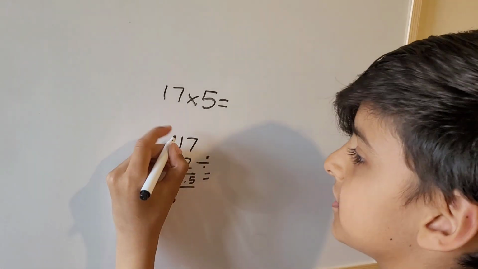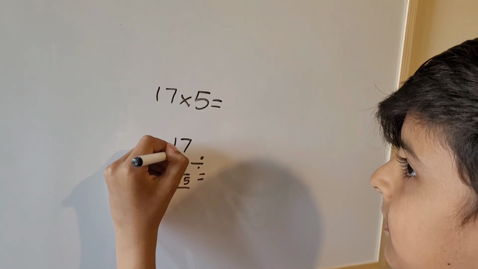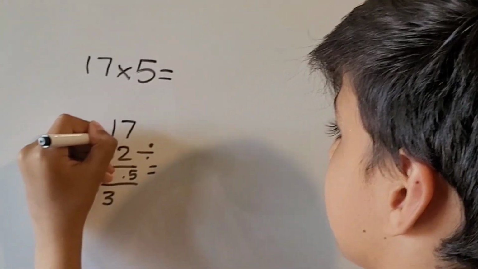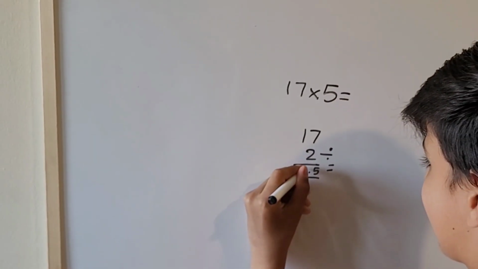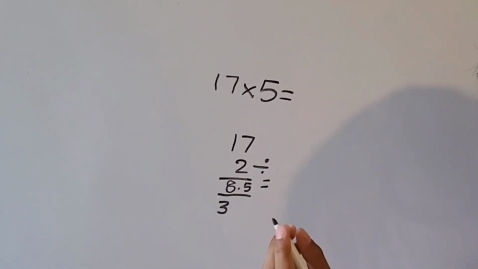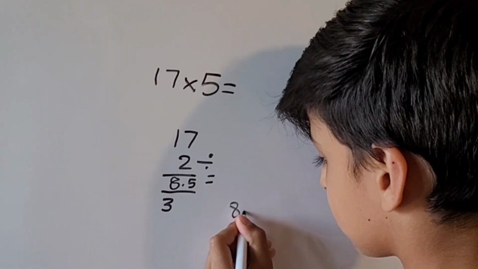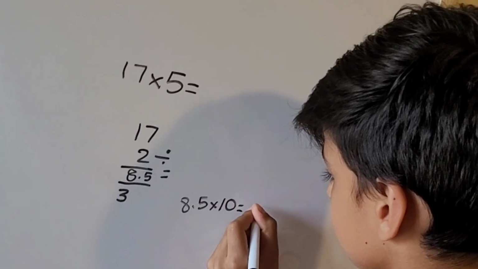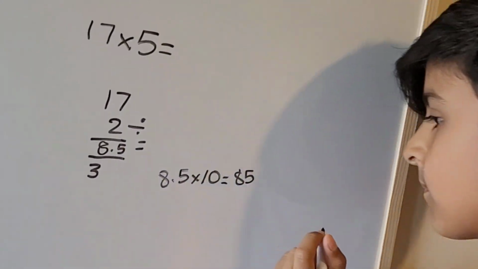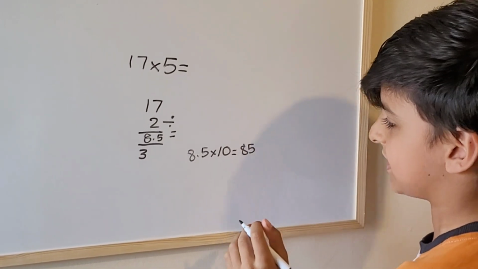10 divided by 2, because you don't divide 1 by 2. This is the tens place, so you divide 10 by 2, which is 5. 5 plus 3 is 8. 8.5. Now you times the number by 10. This is 8.5 times 10, which is 85.